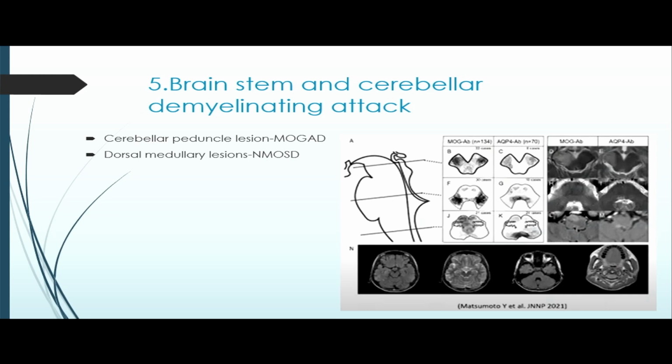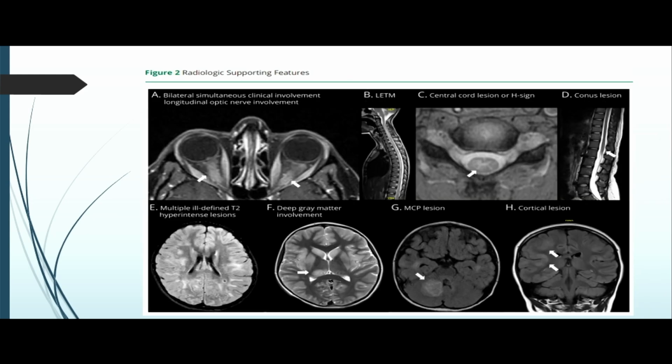So this was the main differentiating features between the two demyelinating diseases. So which are the supporting radiological features that will give you the clue for the MOGAD? First, in the optic nerve: longitudinally extensive optic nerve involvement, anterior part, with no involvement of the optic tract and optic chiasma. In the spinal cord: conus and H sign. Brain: multiple ill-defined T2 hyperintense lesions, deep gray matter involvement, and cerebellar peduncle and cortical lesions sometimes. So these are the supporting features that will give you the clue for the diagnosis of MOGAD.